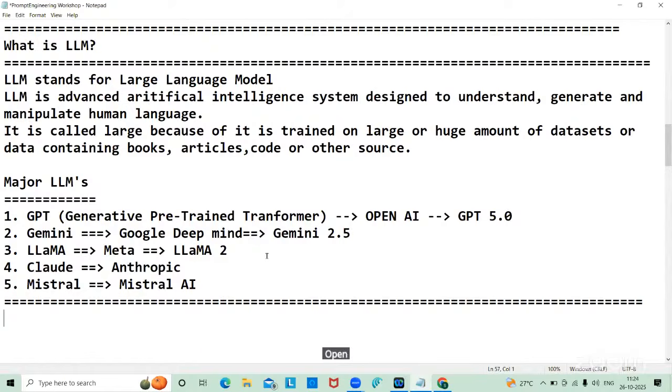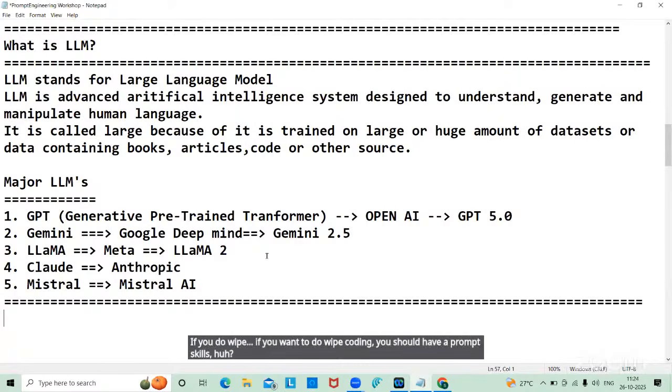Open source is free and you can customize it according to your requirement. How can you utilize that? How to utilize that is what we are learning. Is vibe coding connected to prompt engineering? Yes. If you want to do vibe coding, you should have prompt skills.